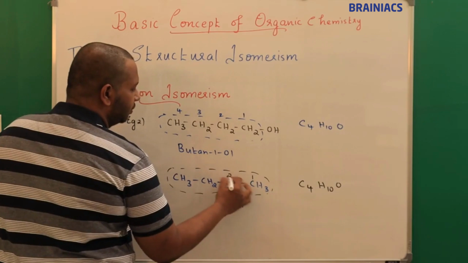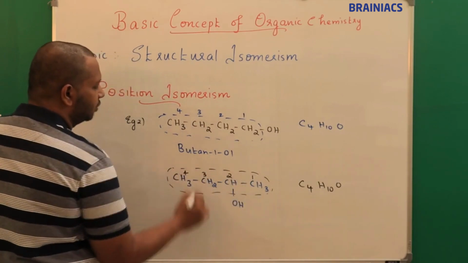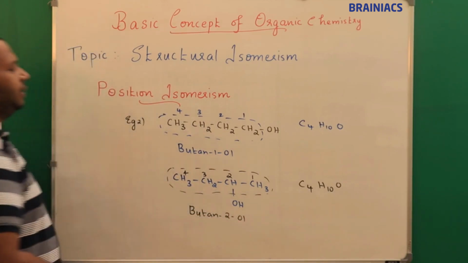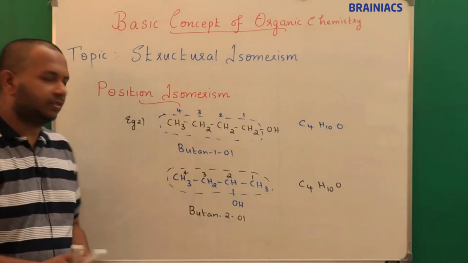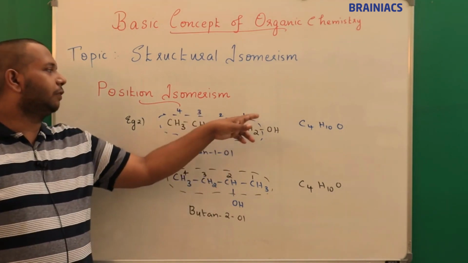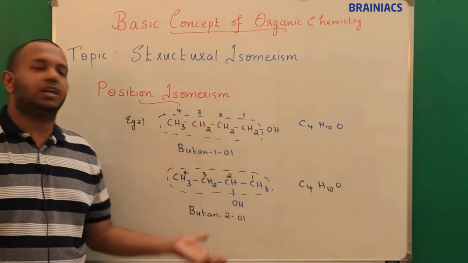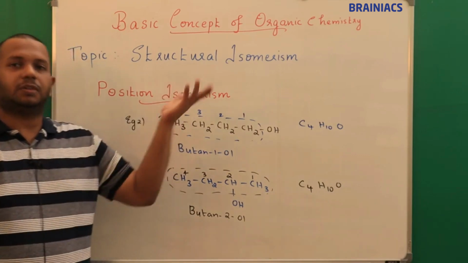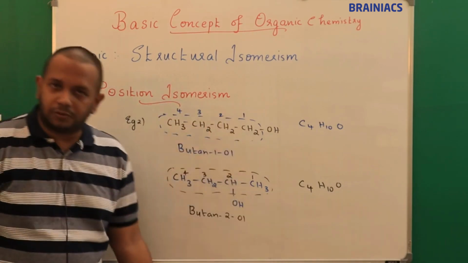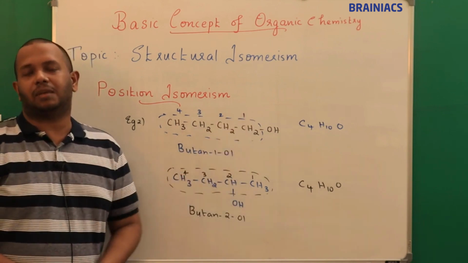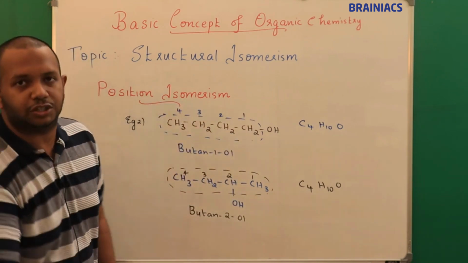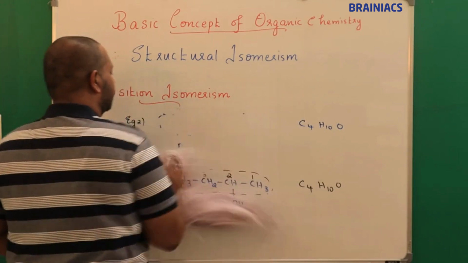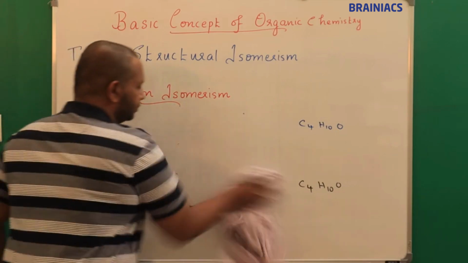So while numbering, I should give the least number to the OH. So this becomes butan-2-ol. So that means with these two, the parent carbon chain remains the same, but the position of the functional group changed from 1 to 2 here. So position is changing means it comes under the category position isomers. Correct? So in the first one, the position of the double bond was changed. In the second one, the position of the functional group was changed. Now let's see one more example for the position of the substituent getting changed. Okay? So let me give an example so that it becomes crystal clear for you.